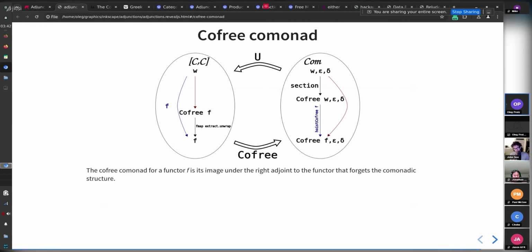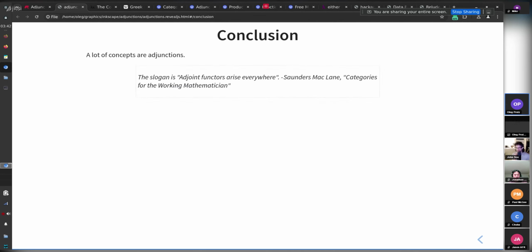We are coming to an end, and I am not mentioning a lot here. So initial objects, terminal objects, Kan extensions, limits, co-limits, those are all adjunctions too. So to paraphrase Saunders Mac Lane, all concepts are Kan extensions, but a lot of concepts are adjunctions.